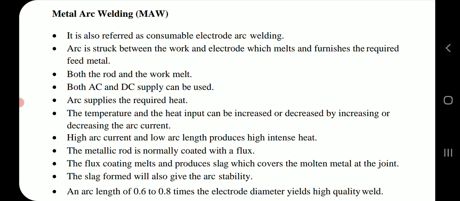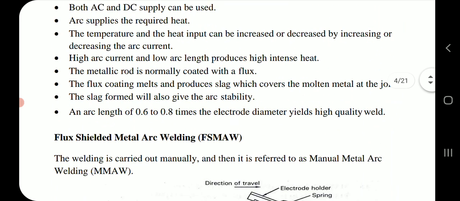The metallic rod is normally coated with a flux. The flux coating melts and produces slag, which covers the molten metal at the joint. The slag formed will also give the arc stability. An arc length of 0.6 to 0.8 times the electrode diameter yields a high quality weld.